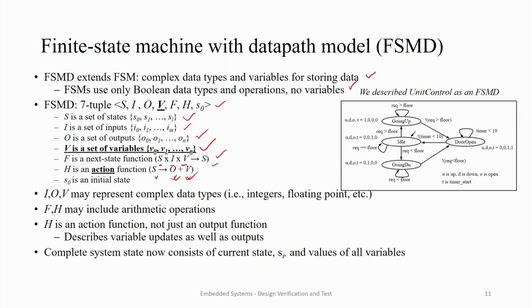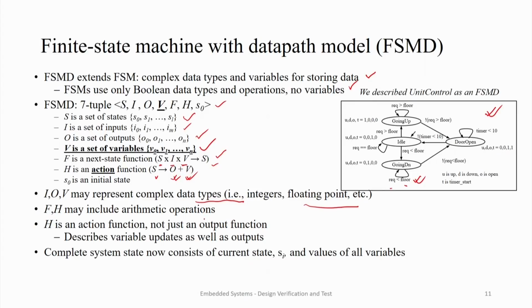Now, in our case, we see that we have variables in this FSMD. We have complex comparisons on transitions. Here these are not binary Boolean. You see that request and floor can have data types which are integers, they are not binary. So, therefore, you have allowed complex data types and variables. So, I, O, V may represent complex data types, integers, floating points, etc.